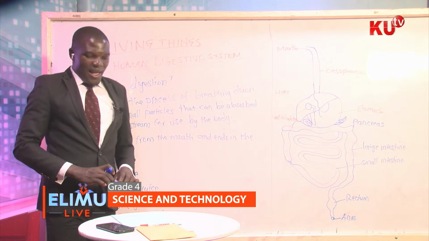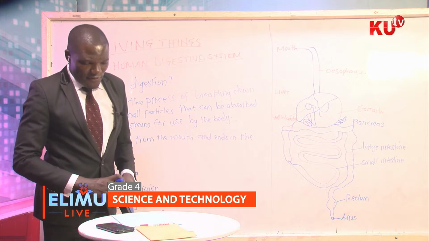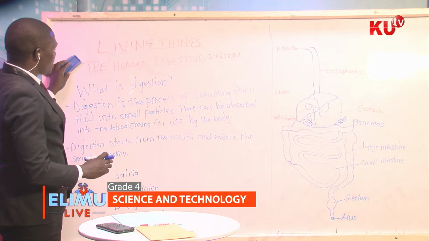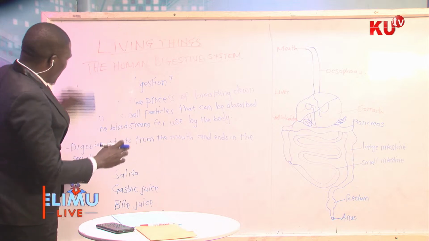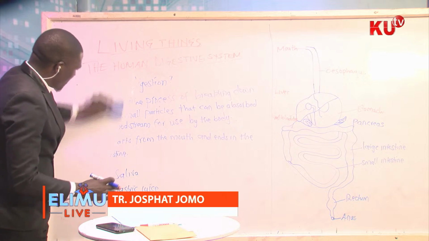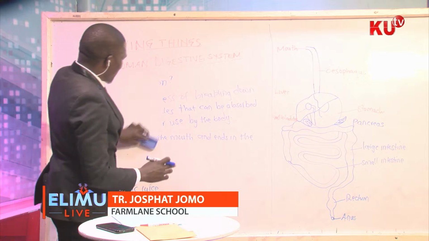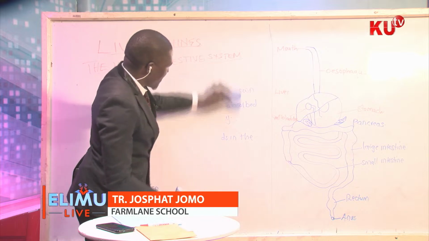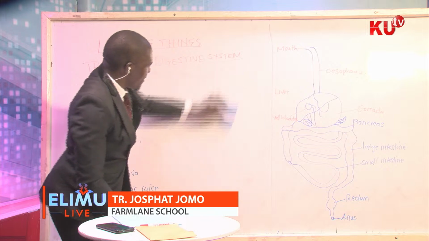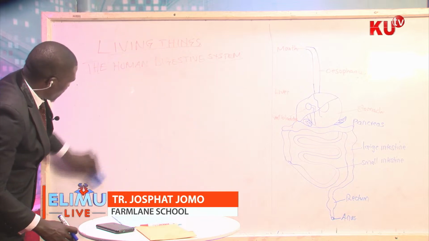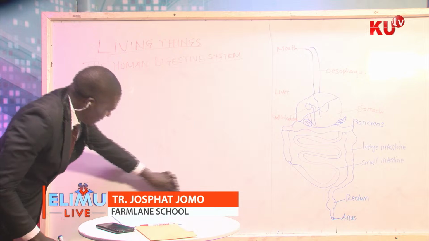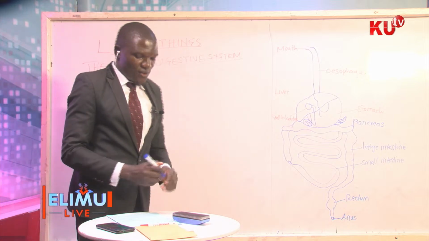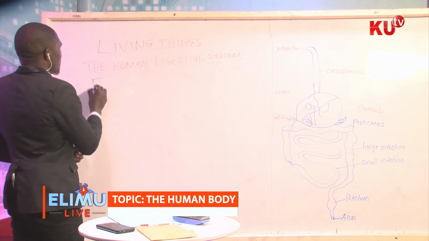Okay. Let's look at the functions of the parts of the human digestive system. Now that we know the parts, we look at the functions. What does every part of the digestive system do in the human digestive system?